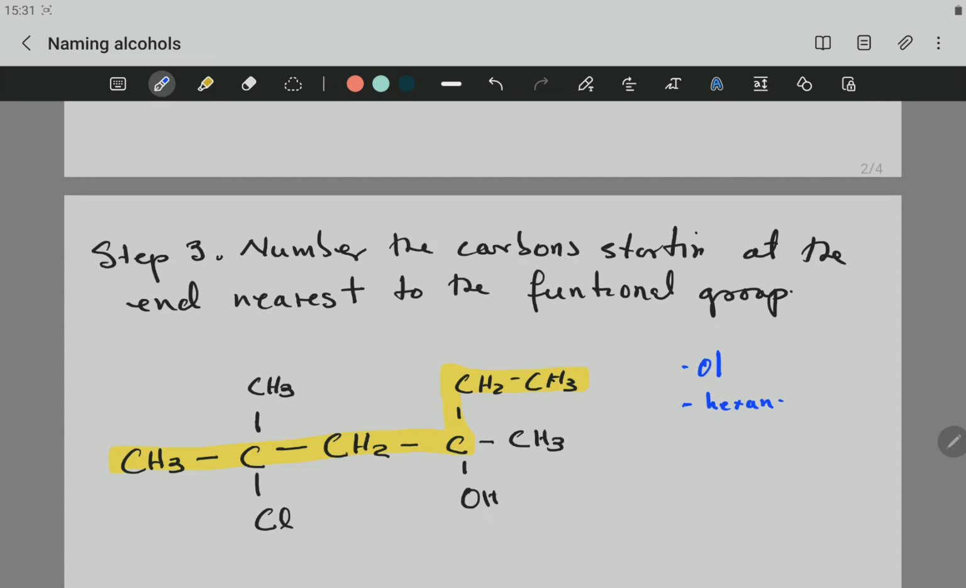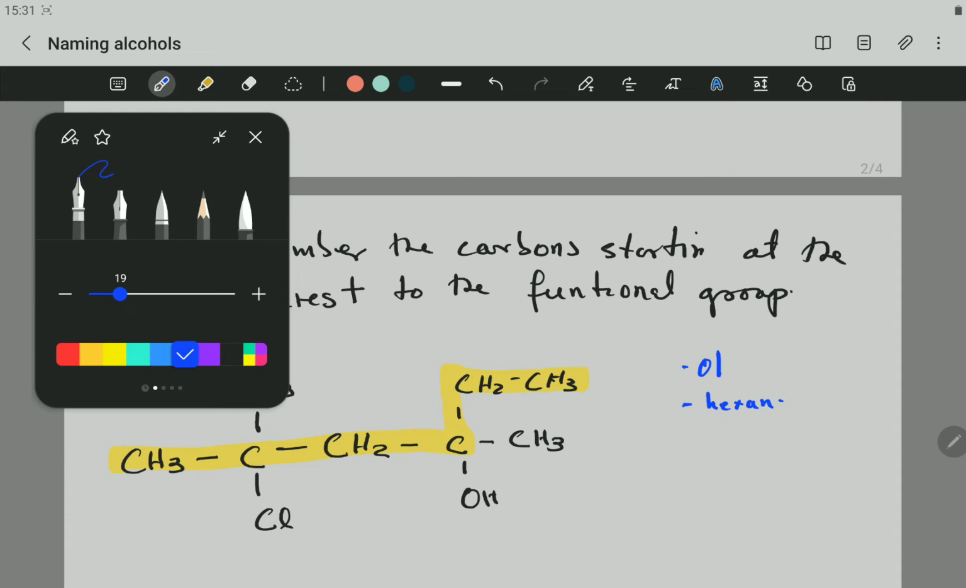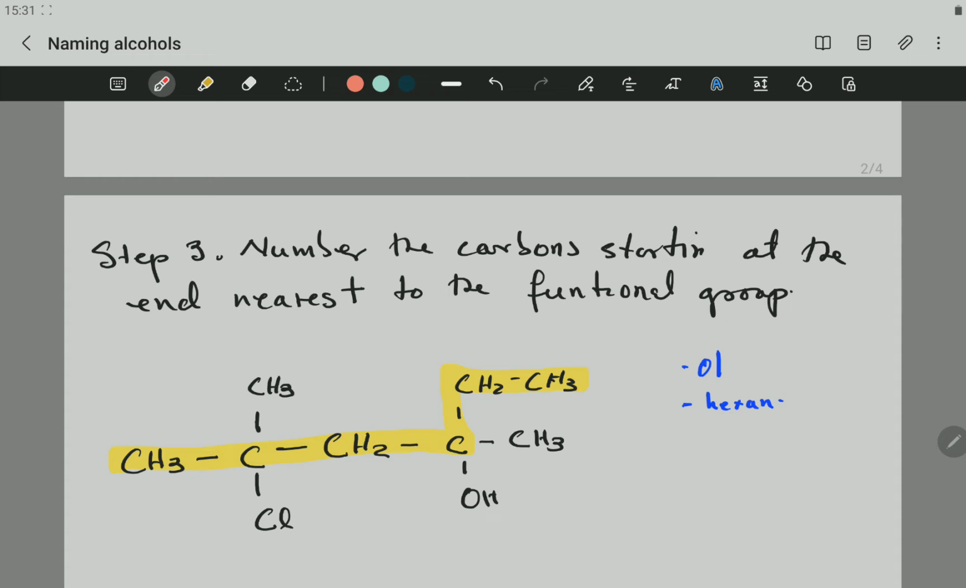Okay, so what else are we looking for now? Numbering the carbon starting from the end nearest to the functional group. If we start on the left hand side, we have 1, 2, 3, 4, 5, and 6. You can see that from the left hand side, the OH is nearest to the end. So we're going to take the one on top and let's then erase all the other numbers at the bottom. We're going to keep the numbering from top.